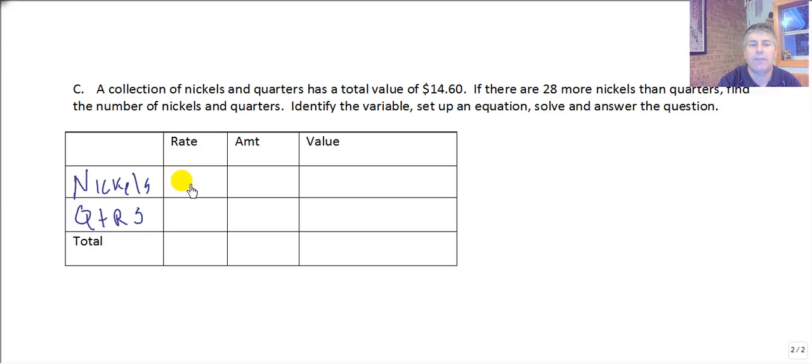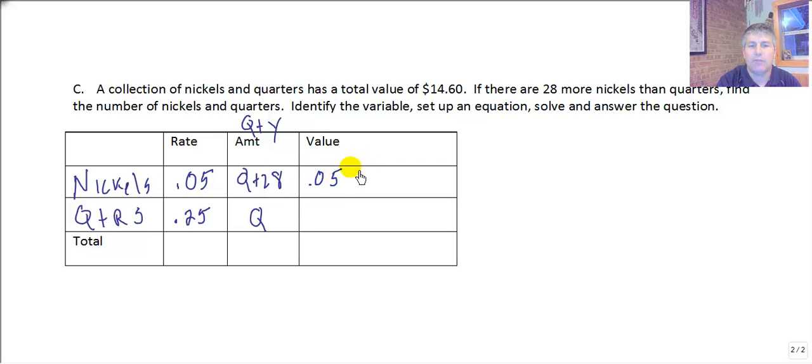What's the value of a nickel? Well, it's 5 cents. And the value of a quarter is 0.25. The amount or the quantity of nickels: there are 28 more nickels than quarters. So depends on what you want your unknown to be, but I'll make Q my number of quarters, and I'll make Q plus 28 my number of nickels.